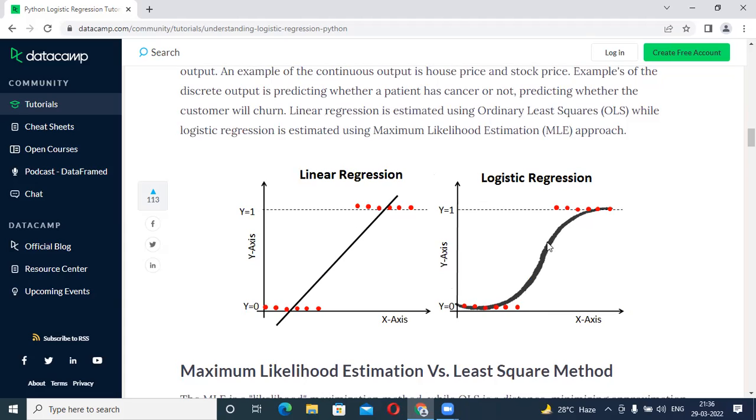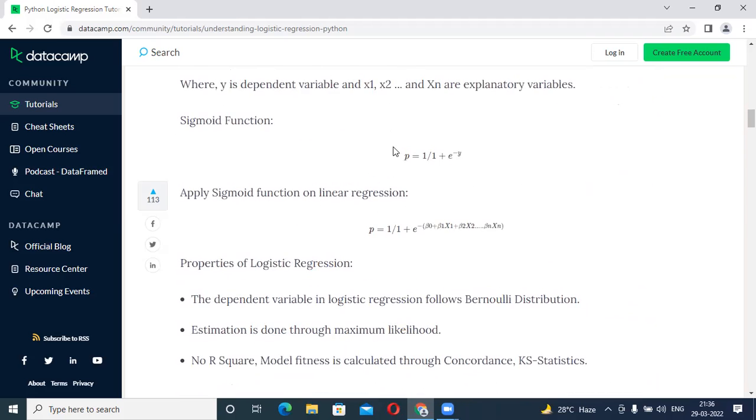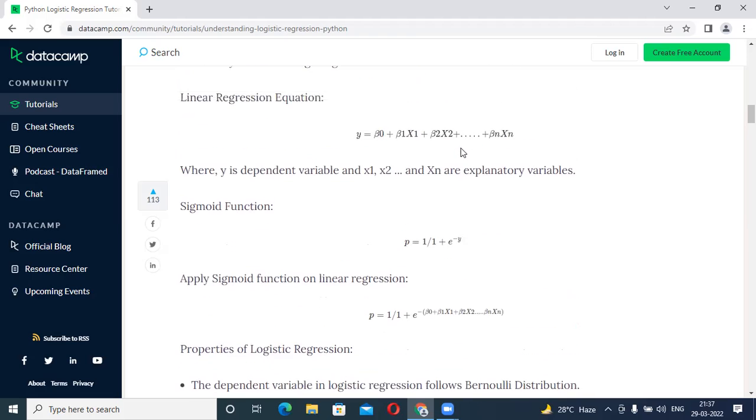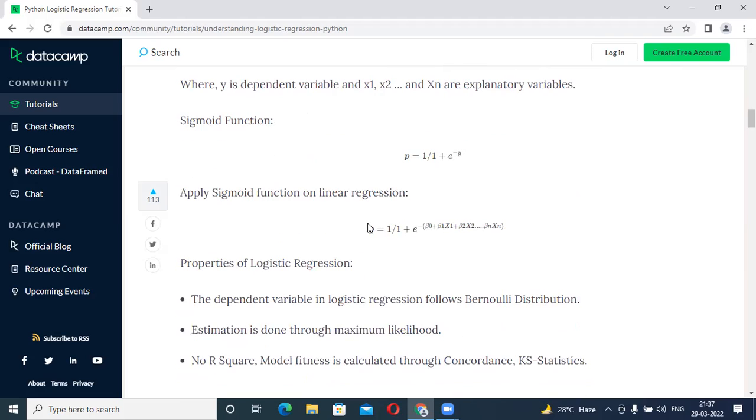A little curvature is over here, and it just touches the x-axis. This is the equation of the sigmoid function. Applying this sigmoid function on the linear regression, we get this form. We know that y is equal to beta 0 plus beta 1 x1 plus beta 2 x2 plus up to beta n xn. We put the value of y over here and get the resultant value of p, the probability or estimated value, p is equal to 1 by 1 plus e to the power minus (beta 0 plus beta 1 x1 plus beta 2 x2 ... beta n xn), where the betas are the coefficients of the predictor variables.